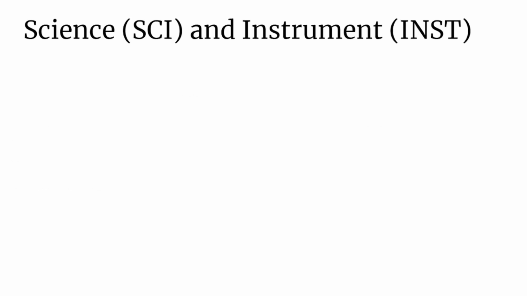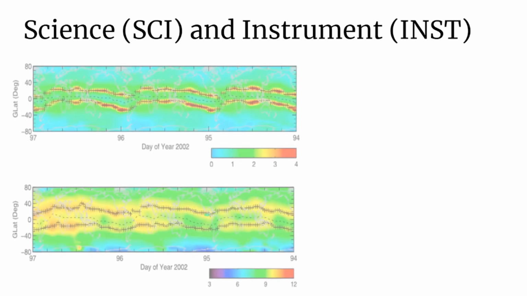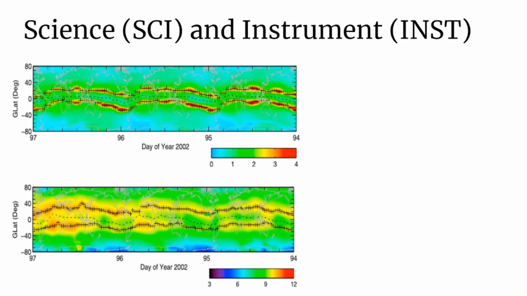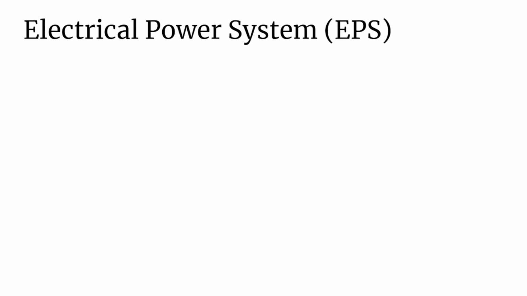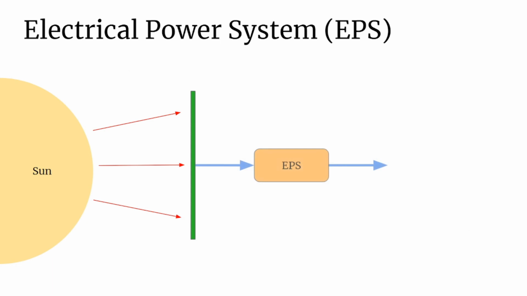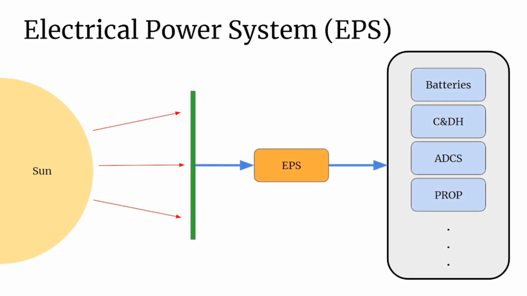The science and instrument subsystems assure that the primary science questions can be addressed and that the instruments chosen for the mission are sensitive enough to capture the appropriate science data. The electrical power system distributes the electrical energy from the solar panels across all electrical components on the spacecraft. EPS also measures the state of charge of the batteries and powers components on and off based on the commands sent by the Command and Data Handling subsystem.